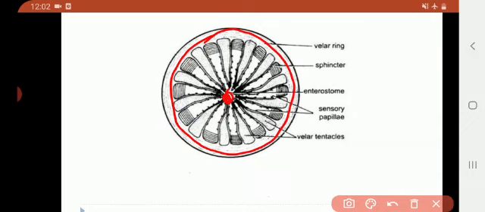From this velar ring you can see two structures. All around, you can see a sphincter, made up of circular muscles. From this velar ring extend tentacular structures. These are the structures here, 1, 2, 3, you can see. These are the velar tentacles.